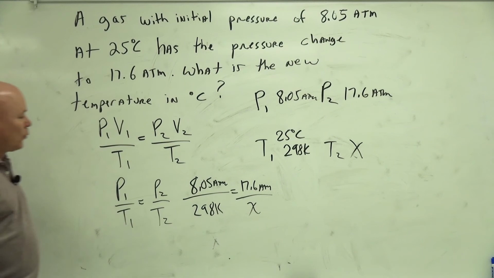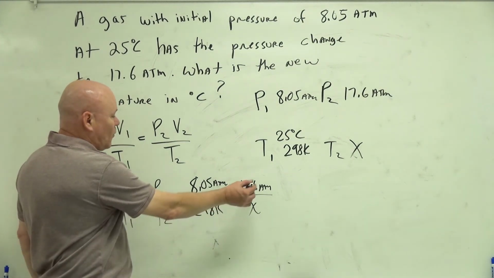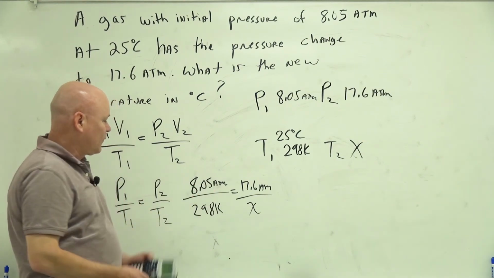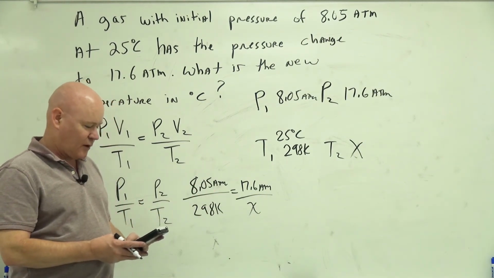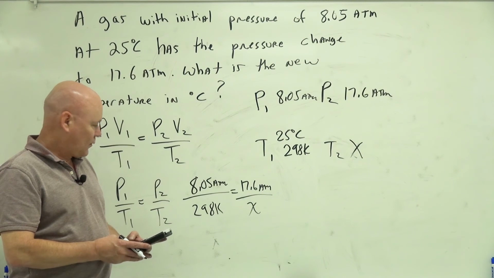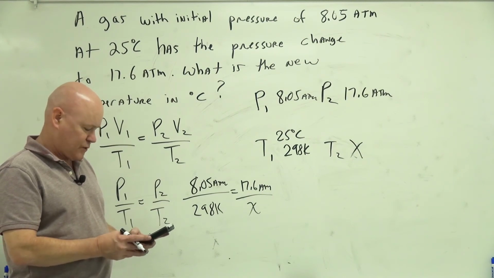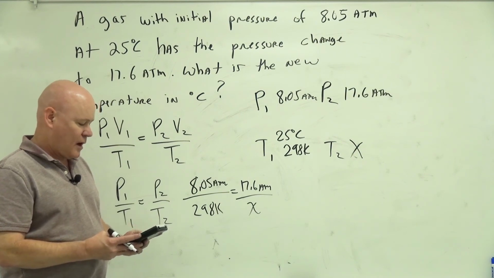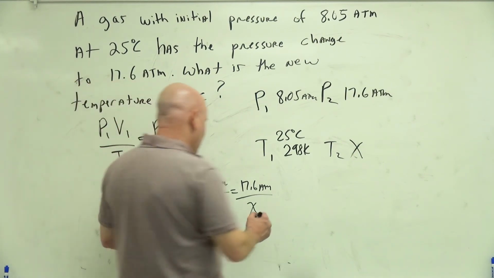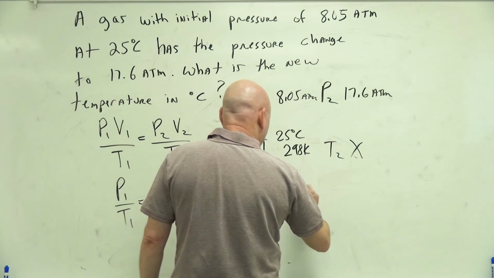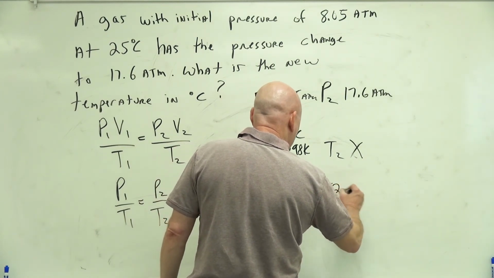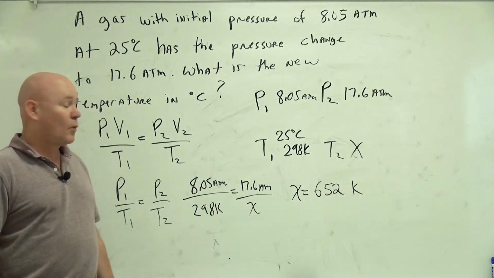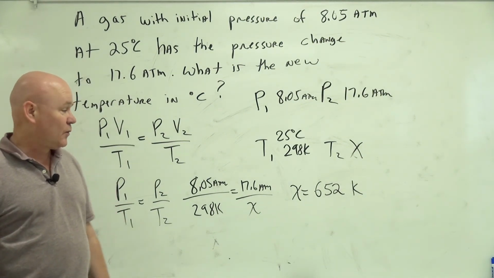And to solve this, we're going to use cross multiplication. I'm going to multiply 17.6 times the 298 and divide by the 8.05. So I've got 17.6 times 298 divided by 8.05, and I get 652 Kelvin. Remember, in gas law calculations, Kelvin is the unit you're going to use. It's also the unit that you're going to get.